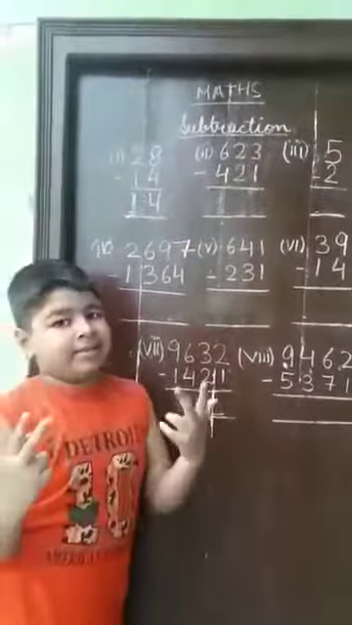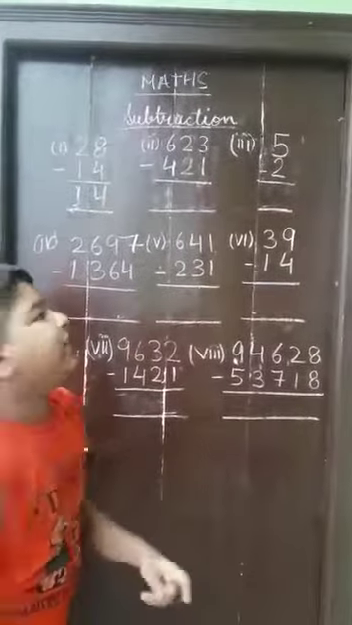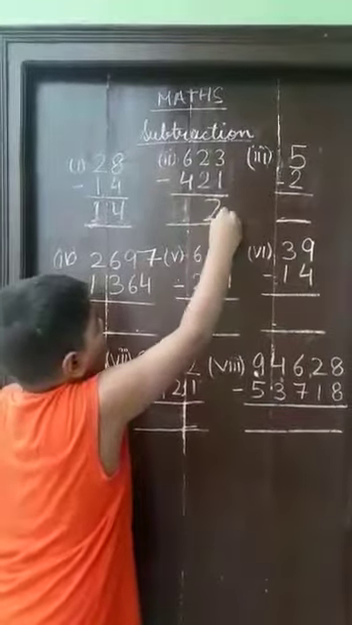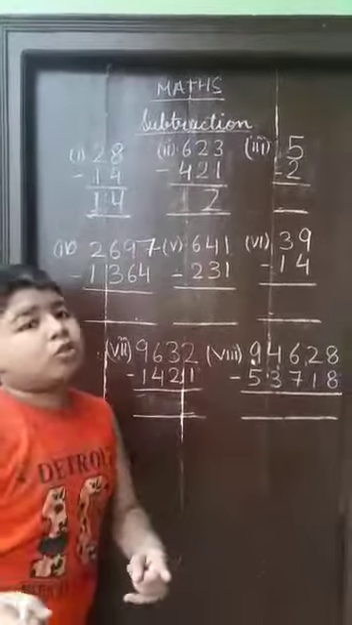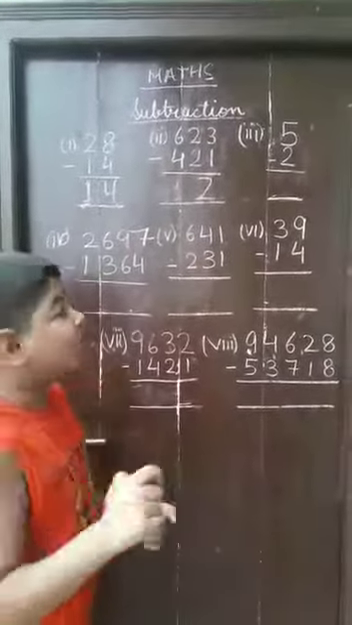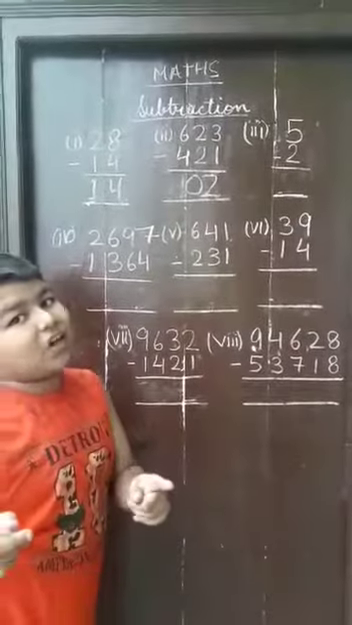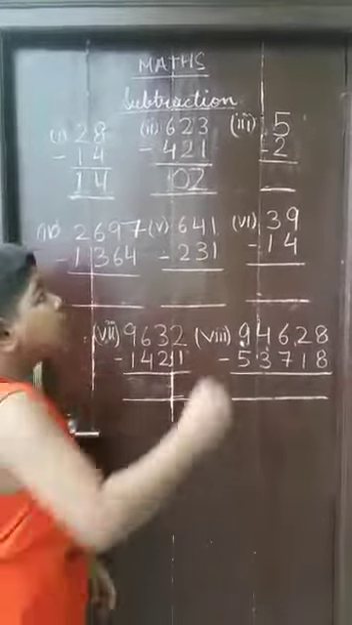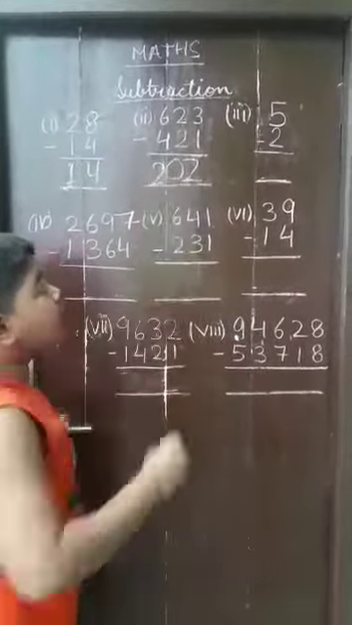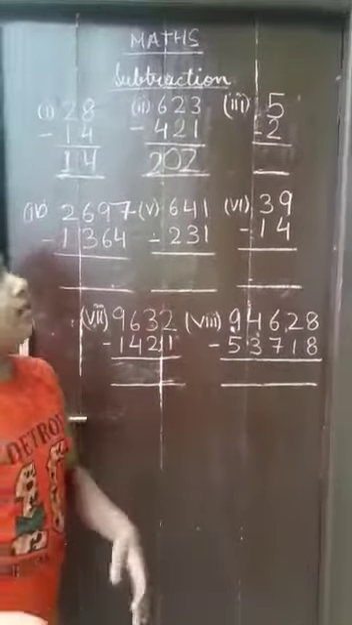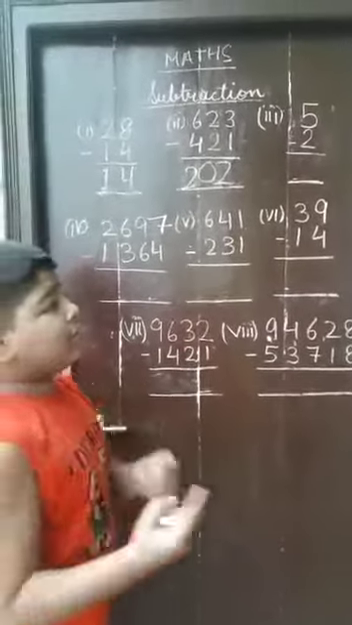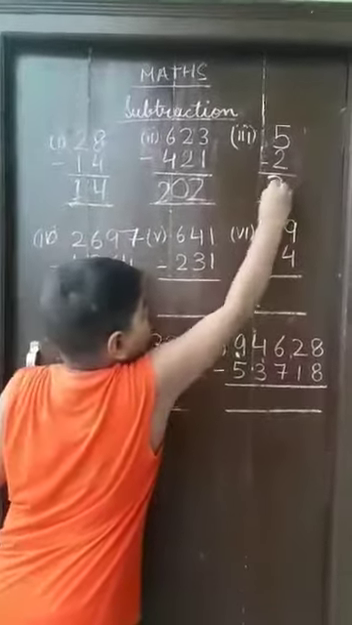Our second sum is 3 minus 1 is equal to 2. And 2 minus 2 is equal to 0. 6 minus 4 is equal to 2. Our third sum is 5 minus 2 is equal to 3.